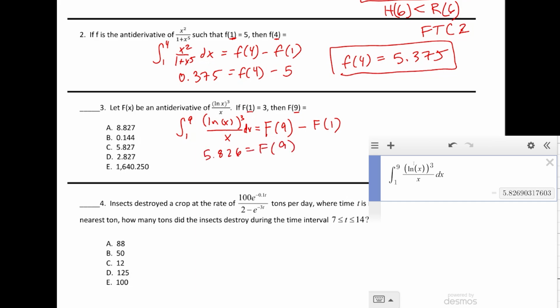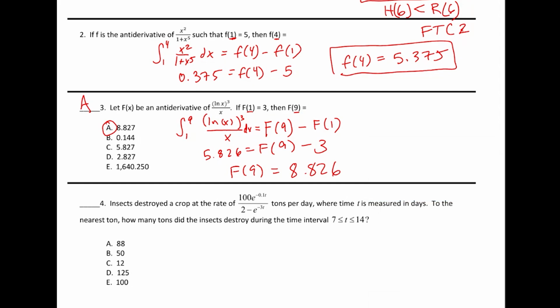We're still solving for F of 9, so we're going to replace F of 1 with what F of 1 equals, which is 3. And once we add 3 to both sides, we get F of 9, which is going to be 8.826. And they must have rounded up, which is fine. We're going to find our answer is letter A.